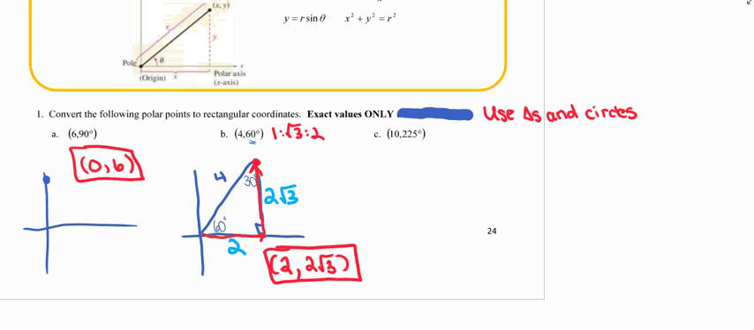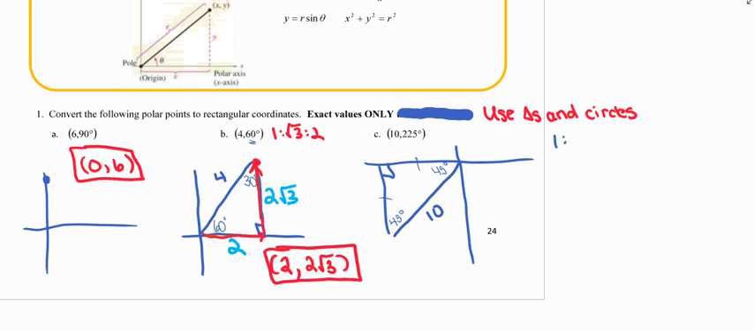Letter C says convert the point 10, 225 degrees. So again, I'm going to start by drawing that triangle. He's going to be in quadrant 3. So my radius length here is 10. My angle measure is 45. That makes this the isosceles right triangle. And remember the relationship there in the isosceles triangle is 1 to 1 to root 2.